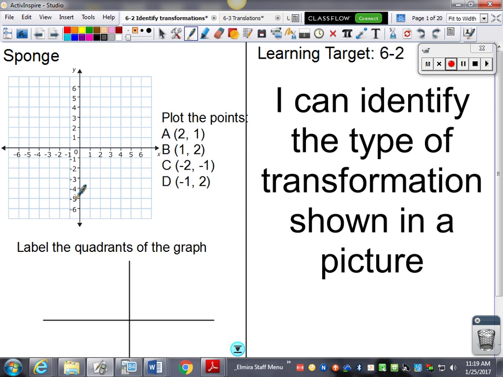I know the grid is harder to read on your paper than it is on the board, but just do the best that you can. All right, I'm going to give you 1 minute starting now.